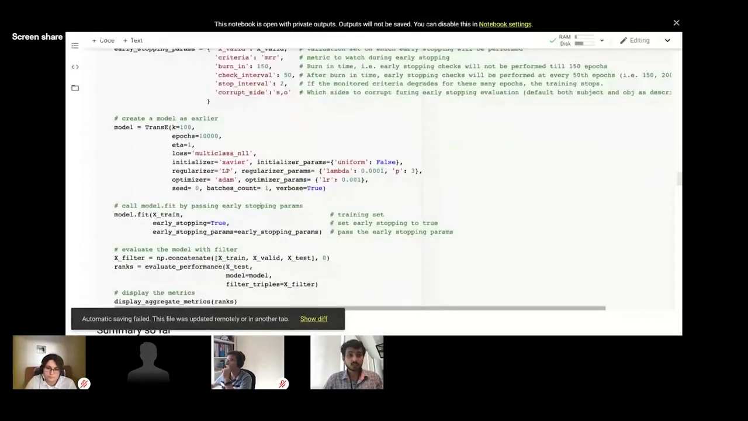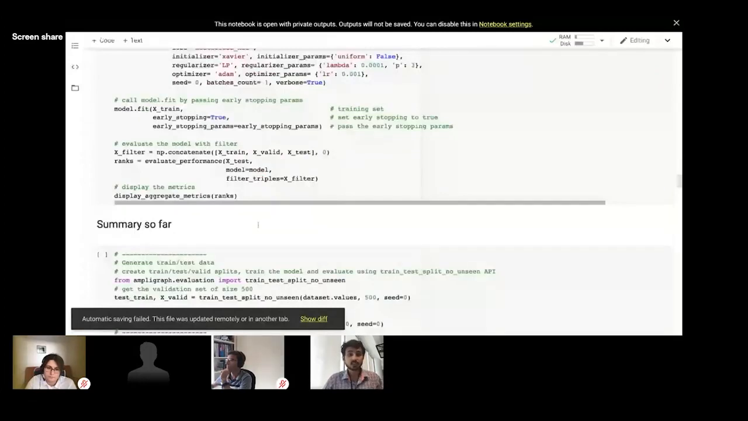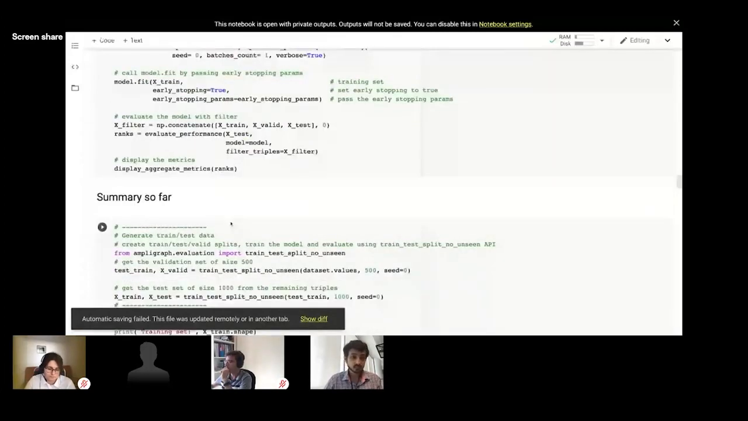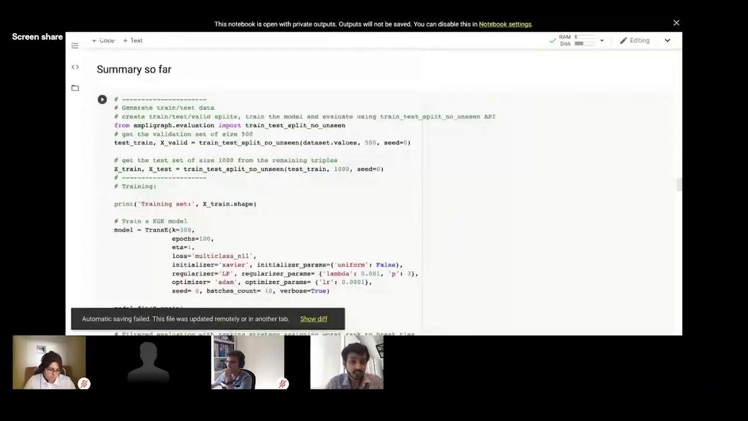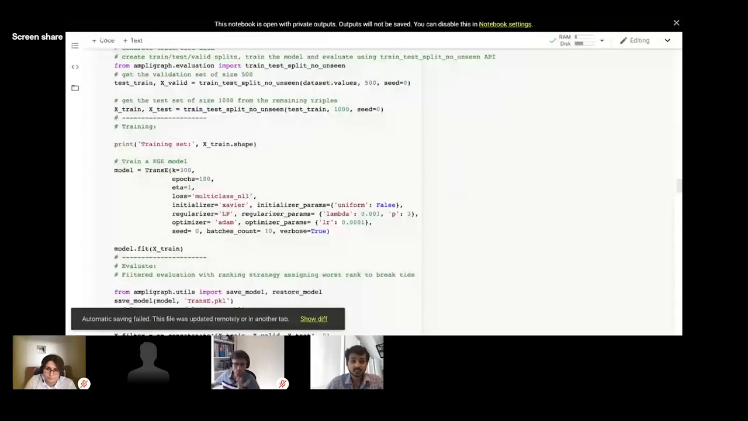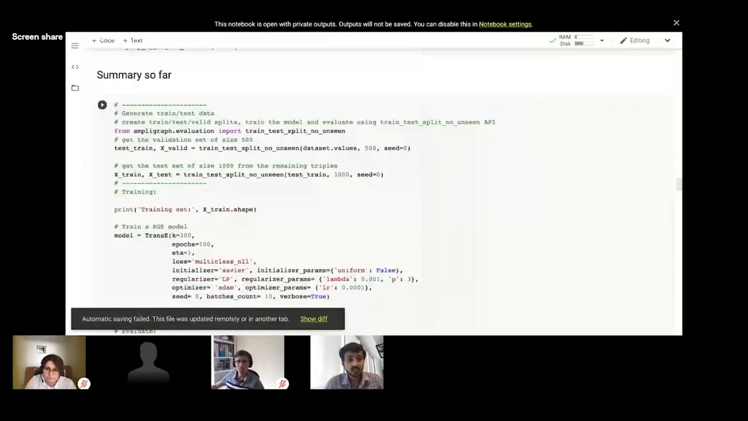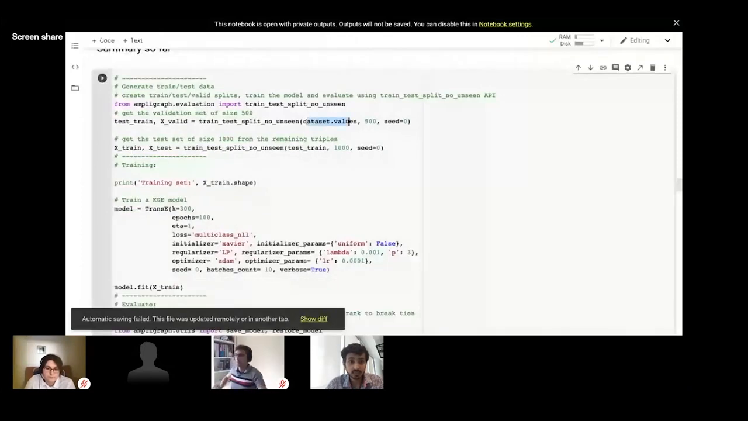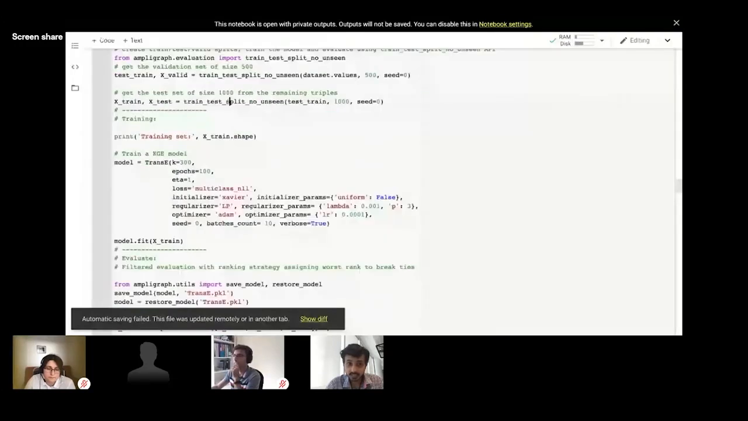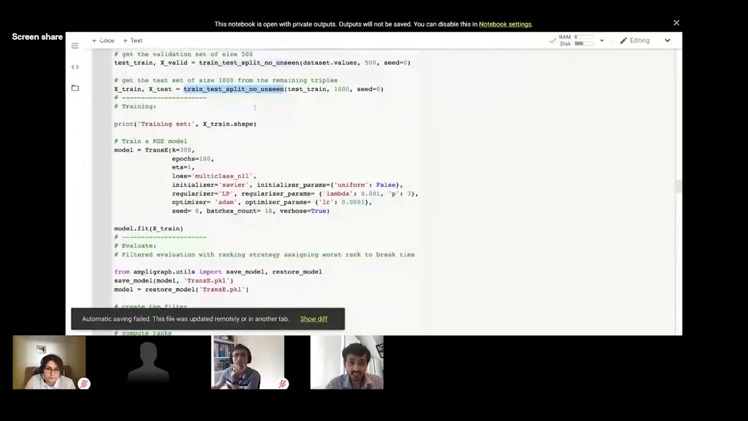Once you do early stopping, you'd have the best model fit on your validation set, and then you can evaluate it. So to summarize whatever we have done until now, we had our data set of triples that we split into train, test, and validation set using the train test split no unseen API. This was done to make sure we don't have unseen entities in the test and validation set.